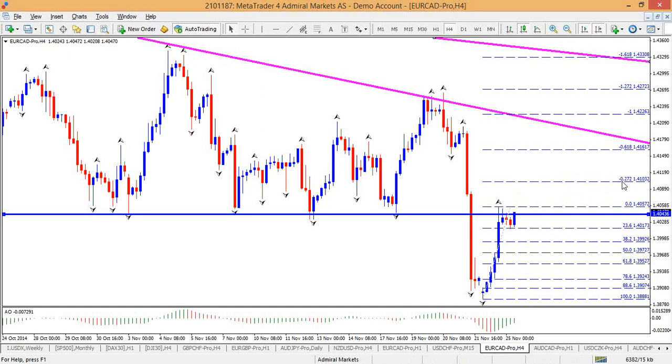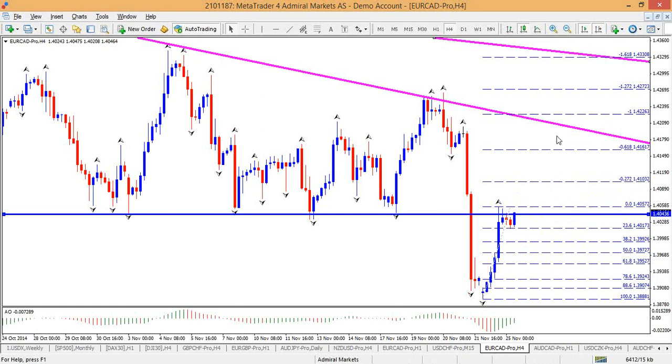If it gets to the minus 272 target, and I see a wick there, I wouldn't aim for this blue line. It's too close. But I would aim probably for the 38.2 fib, with the stop loss above the candlestick wick, and the target at the 38.2 at 140.